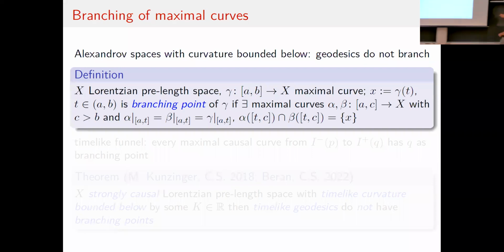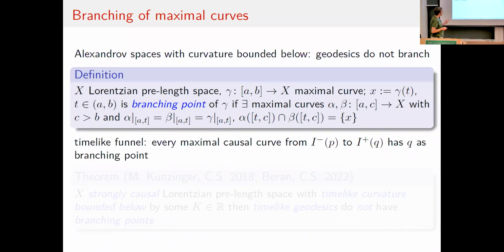So what we mean by a branching point is that you have a time-like curve, and then it continues in two parts, where each of the parts viewed separately is a maximal time-like curve between this point and this point and this point and this point. And then you would call this a branching point. And if the curvature is bounded below, then this cannot happen actually. But let me give an example where this does happen for a Lorentzian pre-length space.